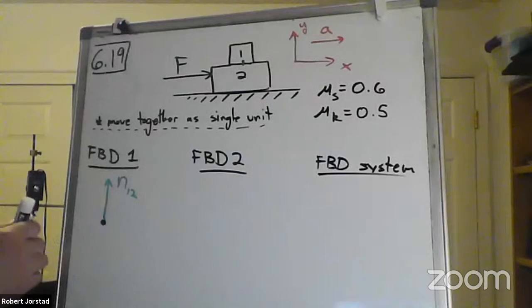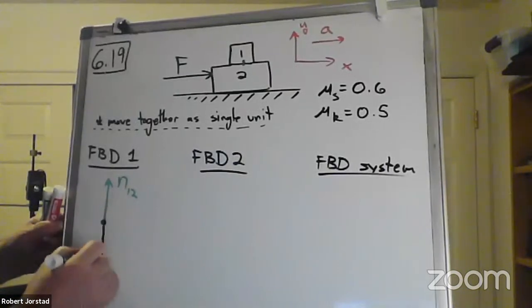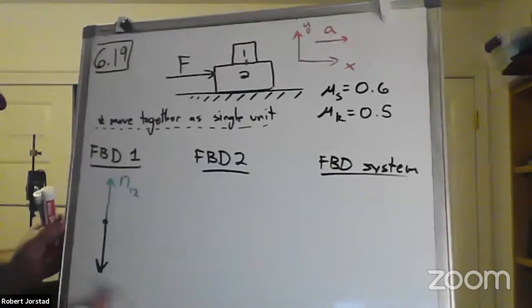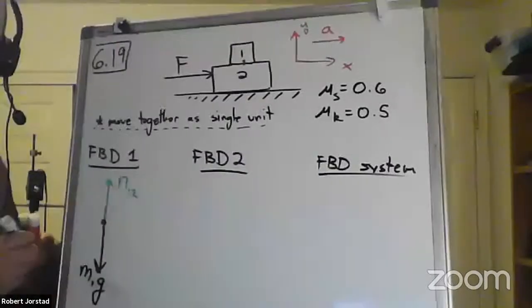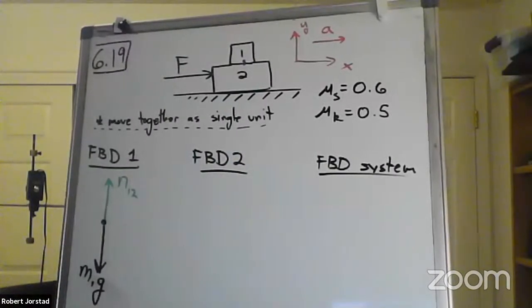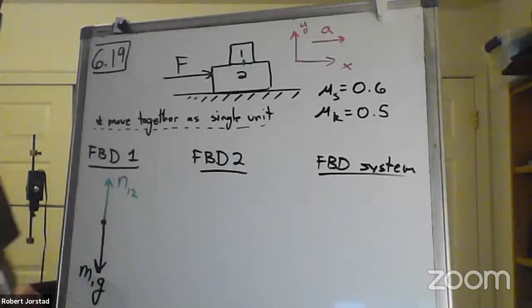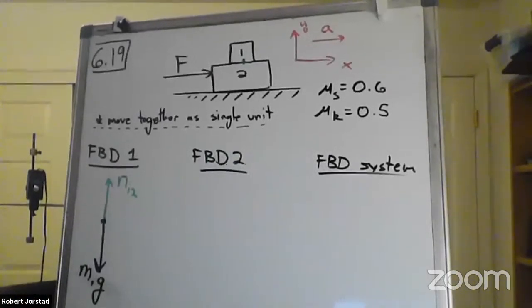Hopefully that's good. Okay. What else do we have here? Well, there's going to be an mg. And maybe I should call this m1g just to keep consistent. Oh, go ahead. What were you going to say? We have friction to the left. You said friction to the left on 1. Let me ask you this. Oh, wait. Yeah, you got it. To the right. Yeah. All right.